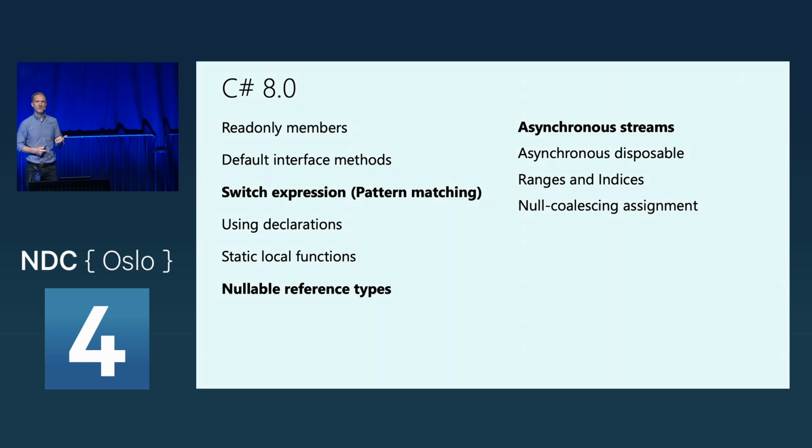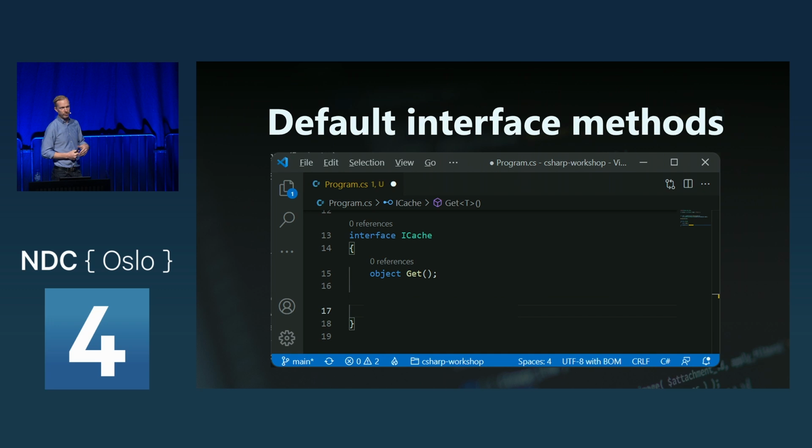Pattern matching enhancements using what's called switch expressions, which we're going to dig into. We're going to look at some nullable reference types and asynchronous streams. This is just to get you up to speed about what's been added to C# over the past few years. Before we talk about the useful features, there's one feature called default interface methods, or default interface implementations.